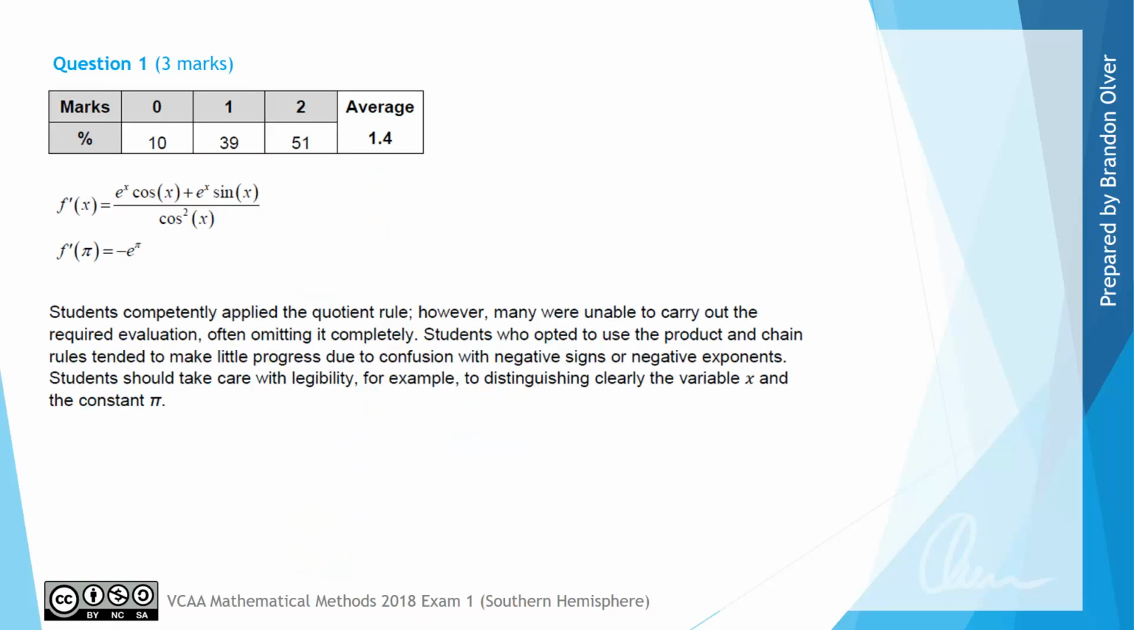From the examiner's report, we can see that 51% of students got full marks for this, while 40% got 1 mark. And the examiner's report goes on to say that students competently applied the quotient rule, however many were unable to carry out the required evaluation, and often they didn't do it at all. Students who opted to use the product or chain rules, which were possible in this case, tended to make little progress due to confusion with negative signs or negative exponents. Students should take care with legibility, for example, distinguishing clearly between a variable x and a constant, which was pi in this example.